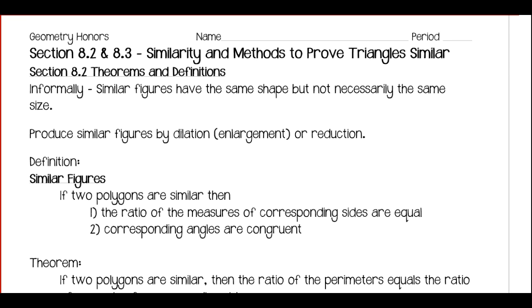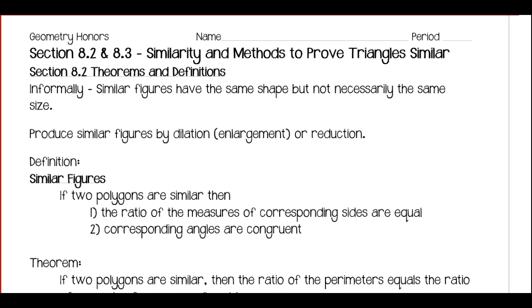So you're going to produce similar figures by a dilation, which would be an enlargement, so it's getting bigger, or a reduction. So when you think about similar figures, if I put on the overhead a picture of a triangle, and then you zoom in or zoom out on the overhead, the triangle would get larger or it would get smaller. So the size would be changing, but the shape wouldn't be changing. That's basically what we're talking about with similar figures.